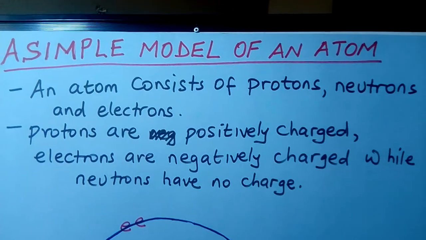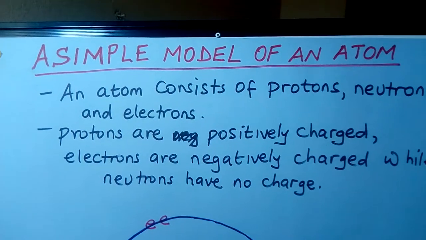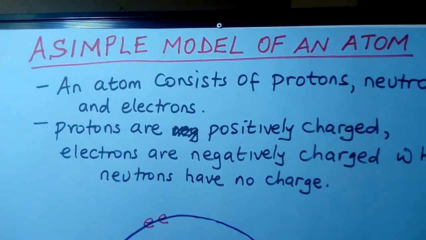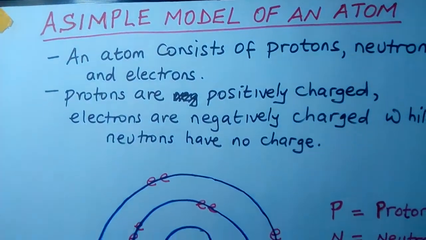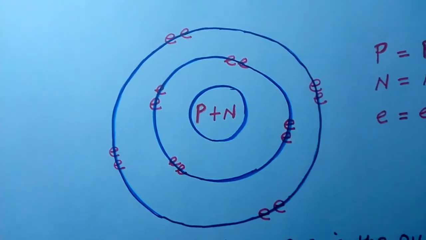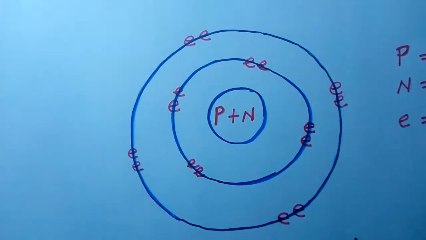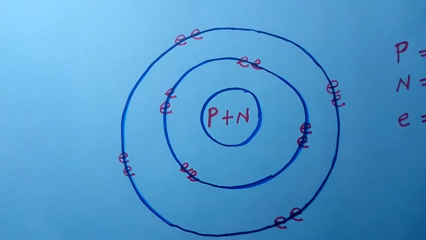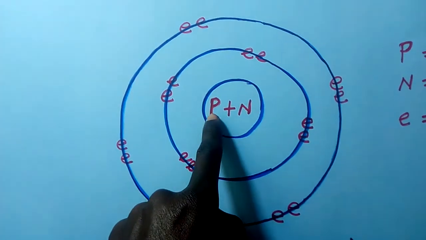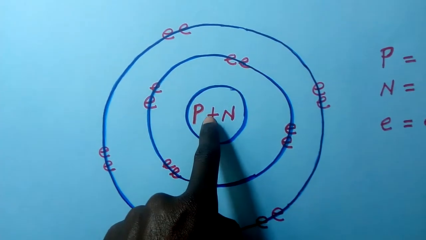Now the next thing we are looking at is the simple model of an atom, how an atom looks. We may look at this diagram to understand it before we continue. Inside an atom we have the center, and the center is called the nucleus. And inside the nucleus you have P and N.